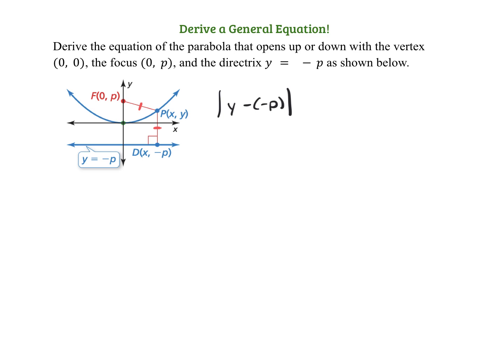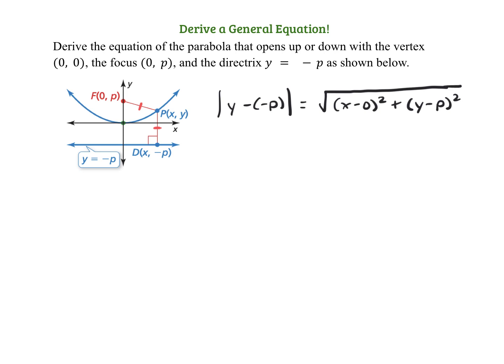Again, I'm just including the absolute values because it is a distance and we want to ensure that it is positive. And then to define this distance, we're going to need to use our distance formula. So here we're going to do the square root of (x minus 0) squared plus (y minus p) squared.